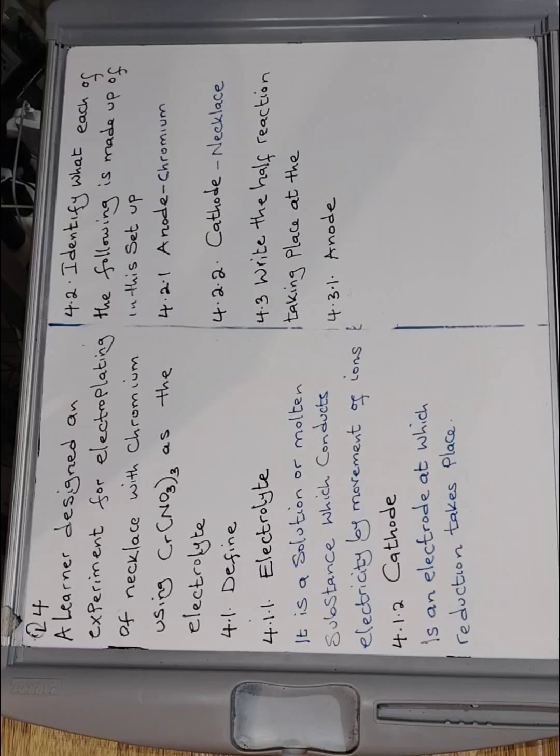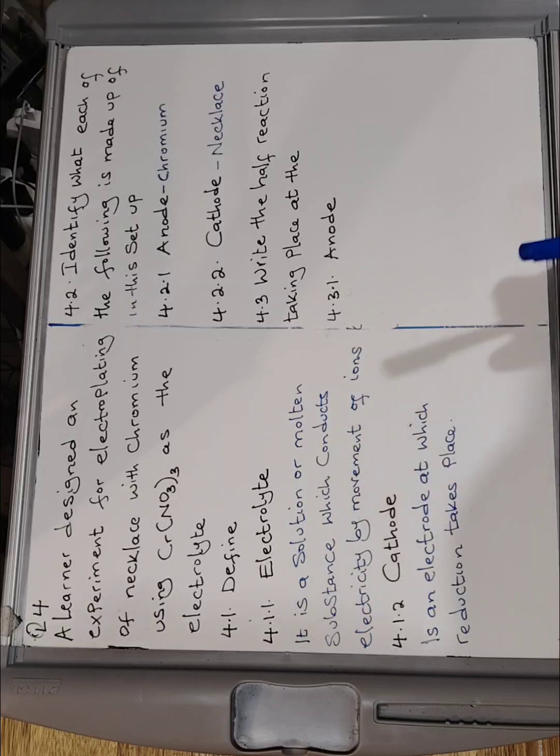Okay, that is that. And then comes the next question, 4.3. It says, write the half reaction taking place at the anode. Remember, we know that the reaction taking place at the anode is oxidation. And what is being oxidized? Chromium metal is being oxidized to chromium ions.